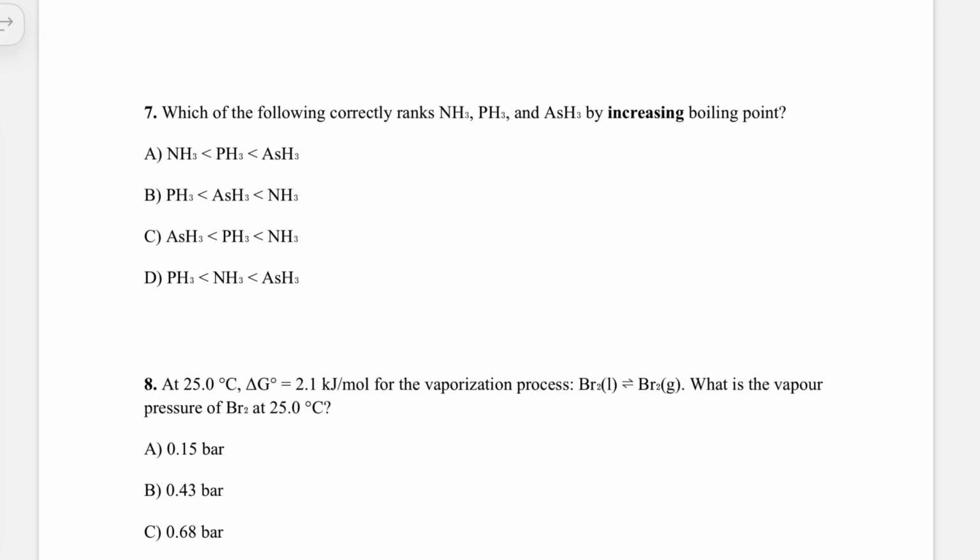Okay, question 7. Which of the following correctly ranks NH3, PH3, and AsH3 by increasing boiling point? So for NH3, let's list out all of the IMFs that are present in each of these. NH3 has hydrogen attached to nitrogen, which qualifies for hydrogen bonding.